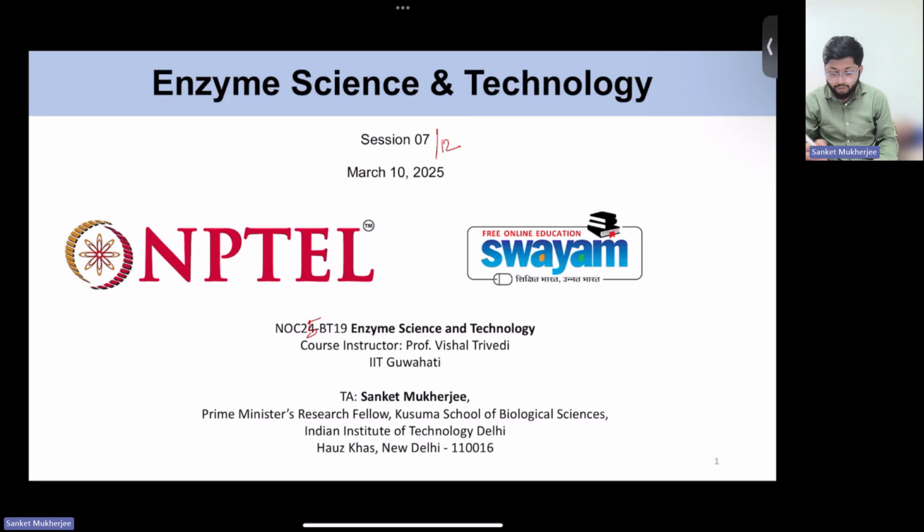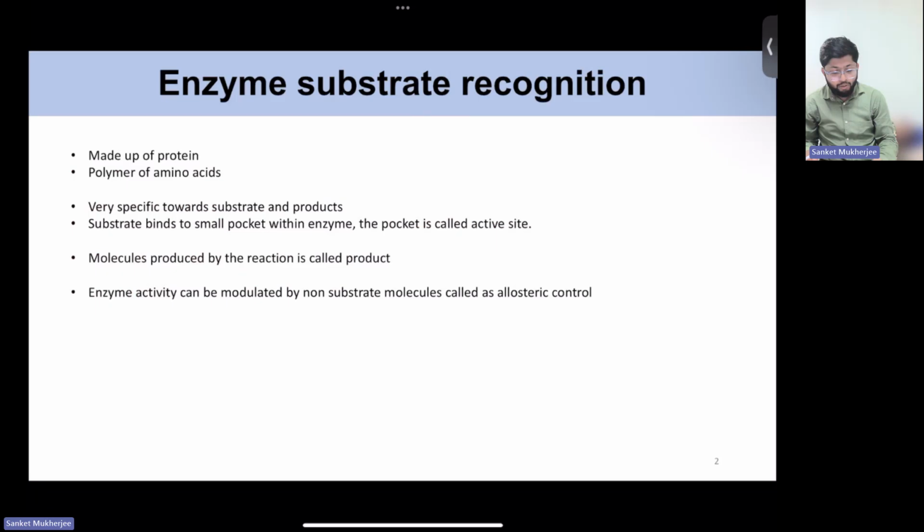So today we will be talking about the enzyme catalyzed reactions. As we all know, enzymes are made up of proteins and they are a polymer of amino acids. Multiple amino acids form a polymer like this. That forms a peptide, and that peptide forms a protein. So this is how it looks like.